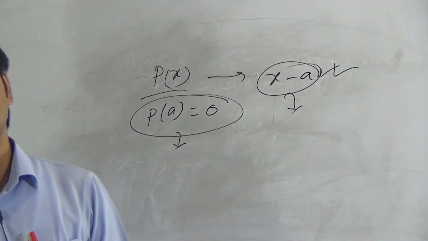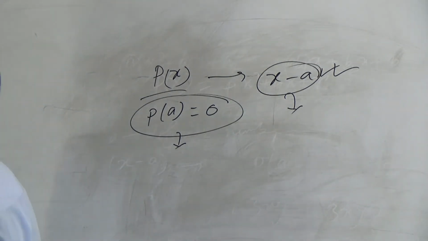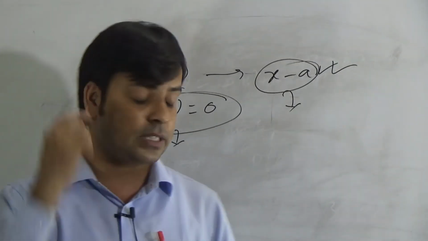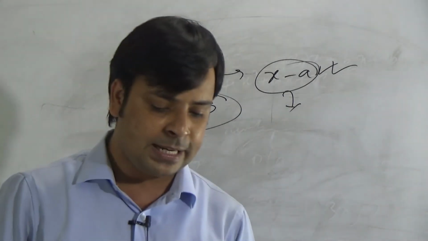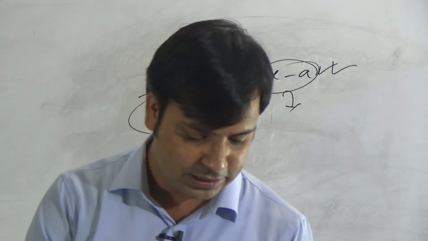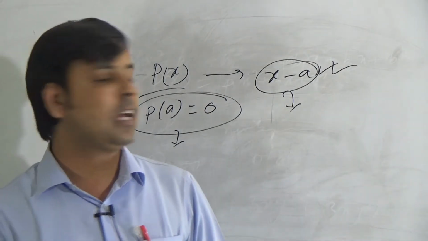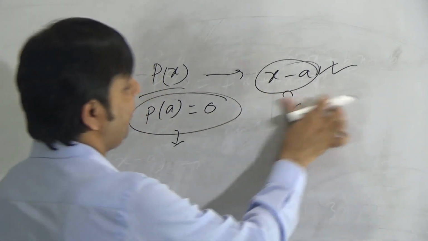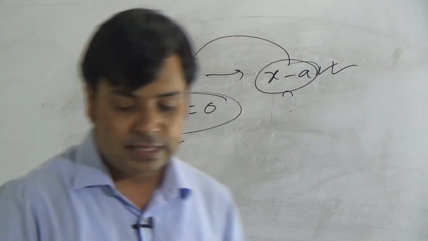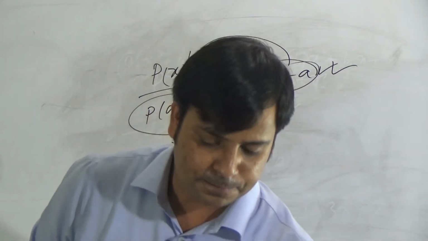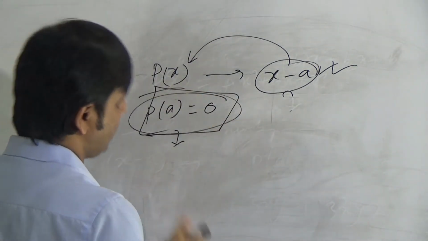Okay, dear students, now I will discuss the converse of the factor theorem. The converse of the factor theorem means, conversely, we can say if x minus a is a factor of the polynomial P of x, then the remainder P of a will be equal to 0.